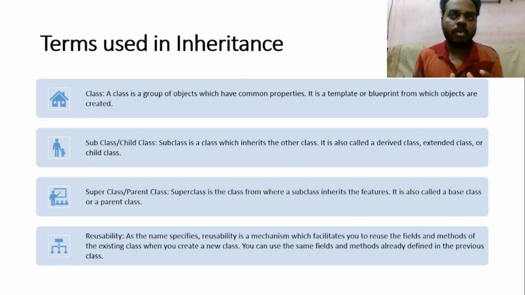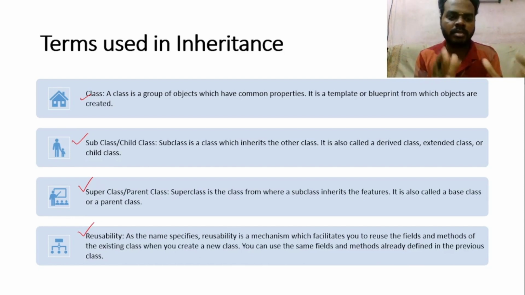Next, what are the terms used in inheritance? We have four basic terms. The first is class, the second is subclass or child class, the third is superclass or parent class, and the fourth is reusability. Let us take them one by one in the upcoming session.